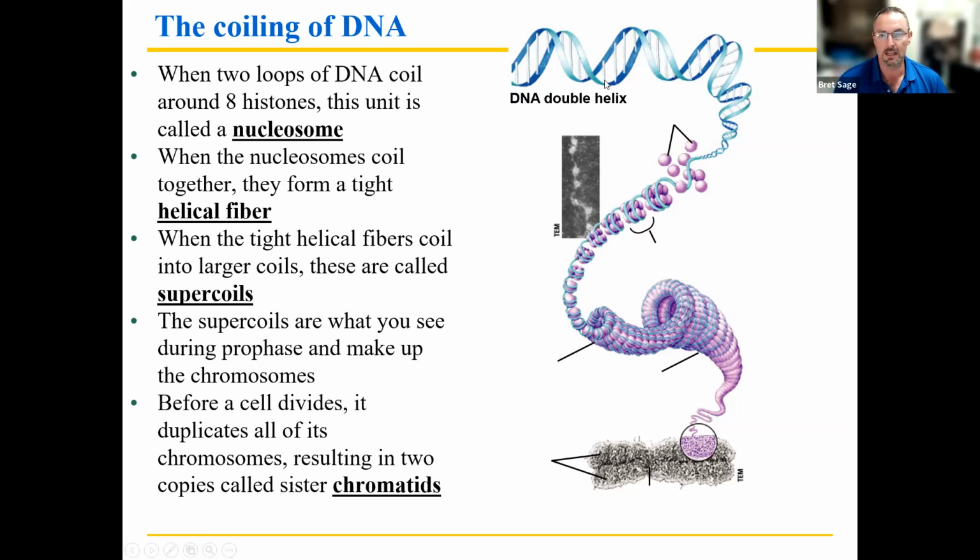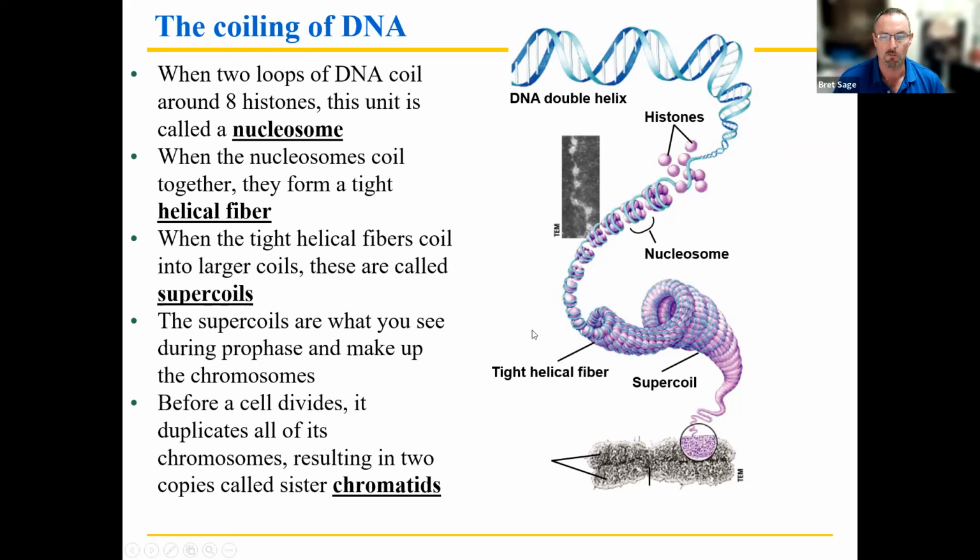There's your DNA double helix. This is DNA, greatly magnified. So these are histones, which are proteins that help the DNA coil up. When you coil DNA around 8 of these histones, it forms what is called a nucleosome. When these nucleosomes coil together, it forms a tight helical fiber. When you wrap these tight helical fibers together, it forms what's called a supercoil.